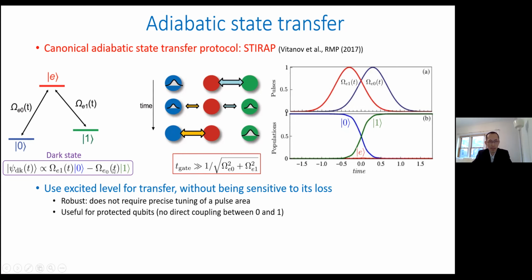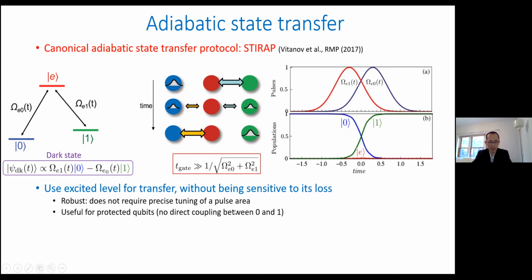So there are catches here. The first catch is that this STIRAP is just a state transfer. It's not a gate. So the question is how to make this into a gate. And the second catch is that the beautiful physics that we just talked about only holds in the adiabatic regime, when the gate time is much larger than the time set by the scale of the pulse amplitude.